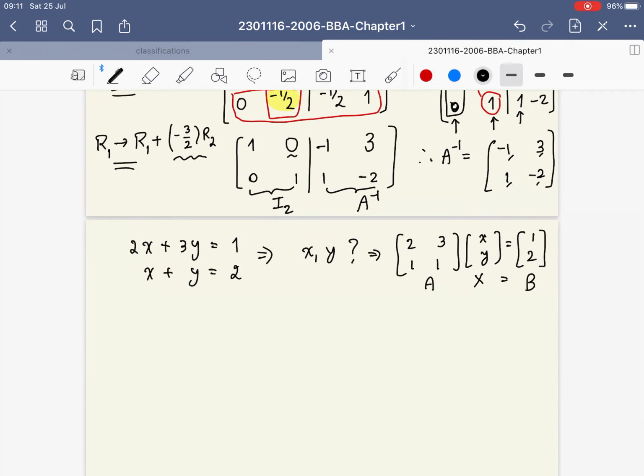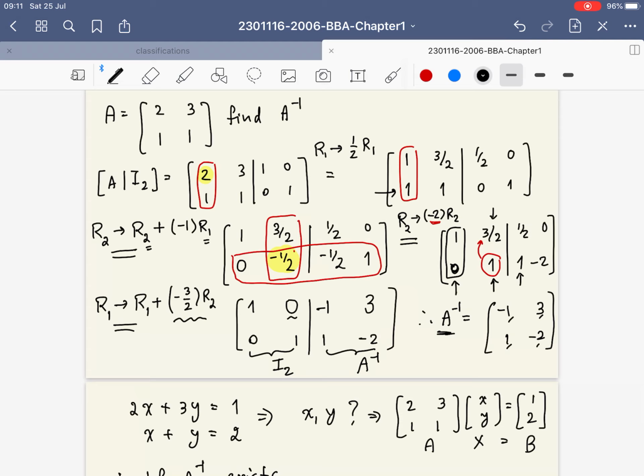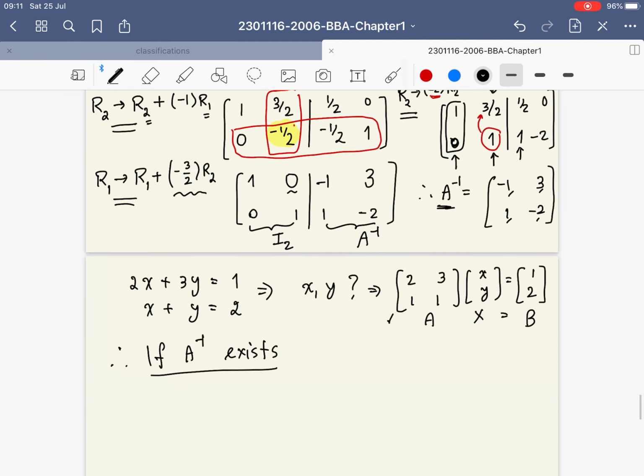So what you are going to do is, if your A inverse exists, does it exist? Of course, it's right here, right? Because your A is just the one that we calculated. So your A inverse exists.